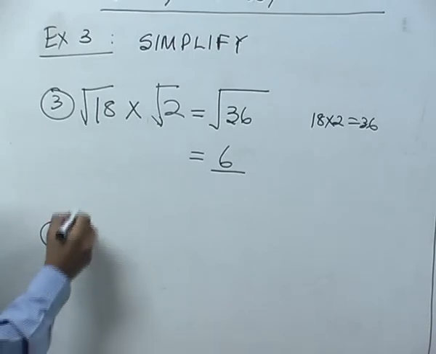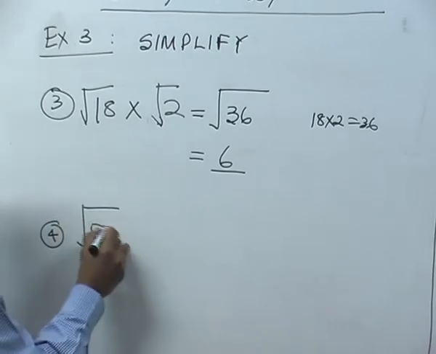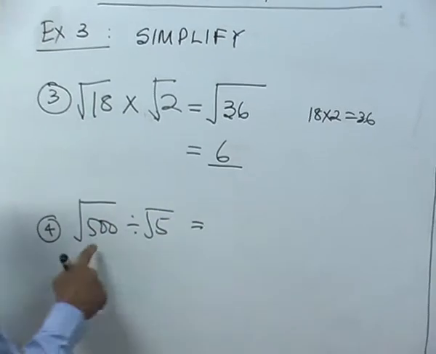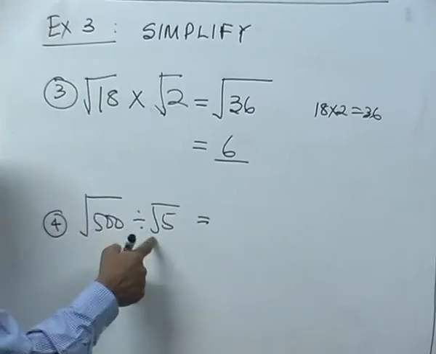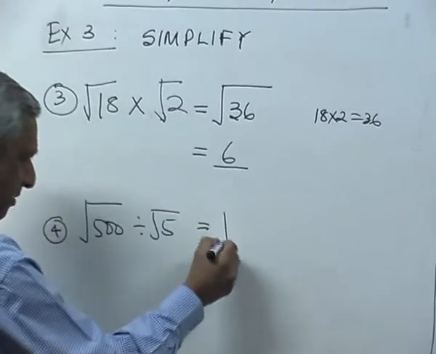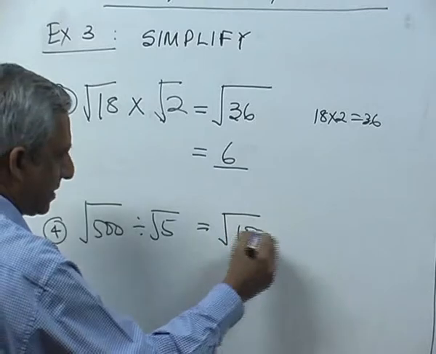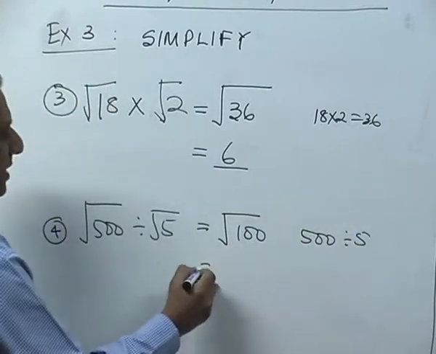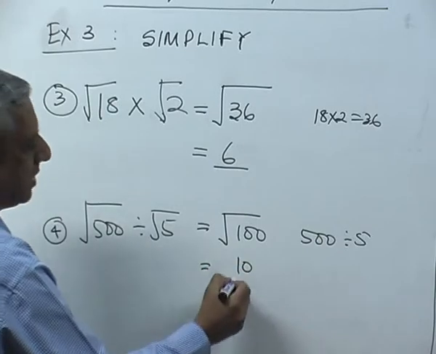And finally number 4, square root of 500 divided by square root of 5. This is square root and that is square root, therefore you can divide these numbers. 500 divided by 5 gives you 100, and square root of 100 is 10.